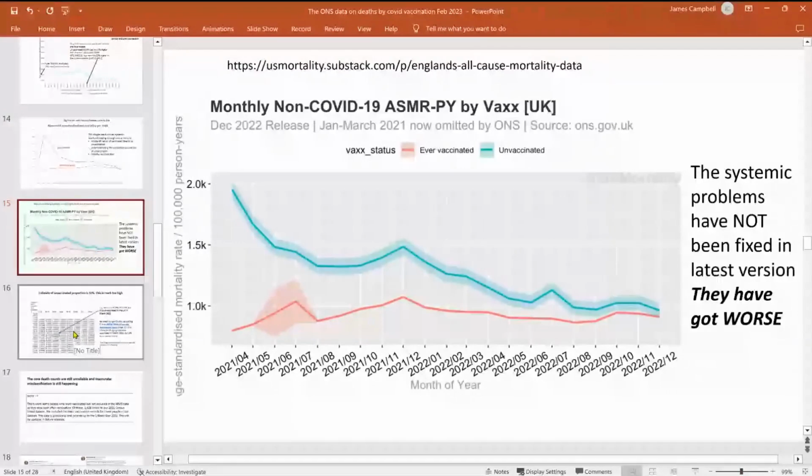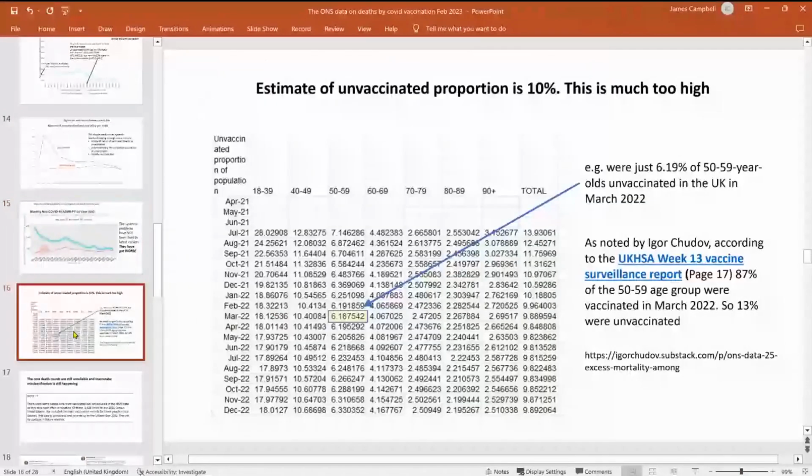So going on to the next slide, have they fixed the problem of the unvaccinated proportion being too low? Absolutely not. At the moment, I think they're estimating that the unvaccinated proportion overall is 10%, but it's much too high. We know that. So this table, Claire Craig sent me this table, so thanks to her for that. It takes a little bit of work to get this data out of the ONS data, but it's straight from their data.